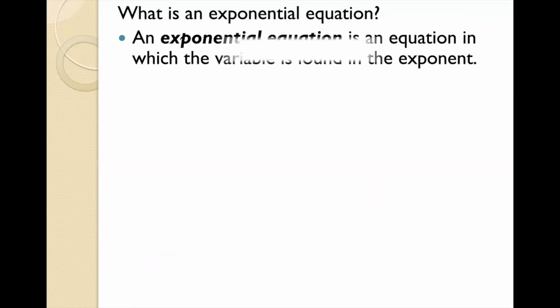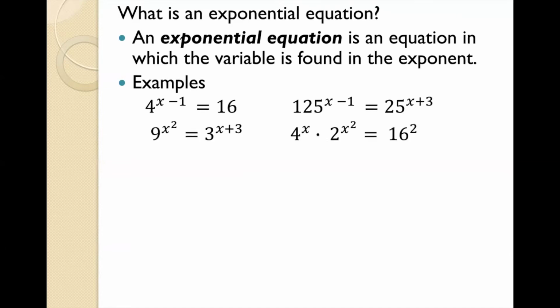So in the previous lesson, we have defined an exponential equation. So again, exponential equation is an equation in which the variable is found in the exponent. So we have examples of exponential equation. 4 raised to x minus 1 equals 16. 9 raised to x squared equals 3 raised to x plus 3. 125 raised to x minus 1 is equal to 25 raised to x plus 3. And 4 raised to x times 2 raised to x squared equals 16 squared. So these are examples of exponential equation.